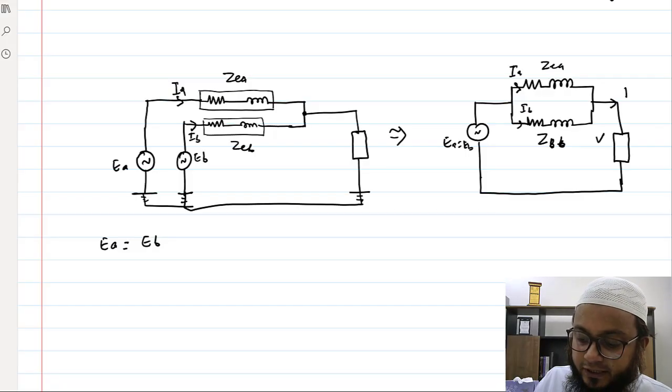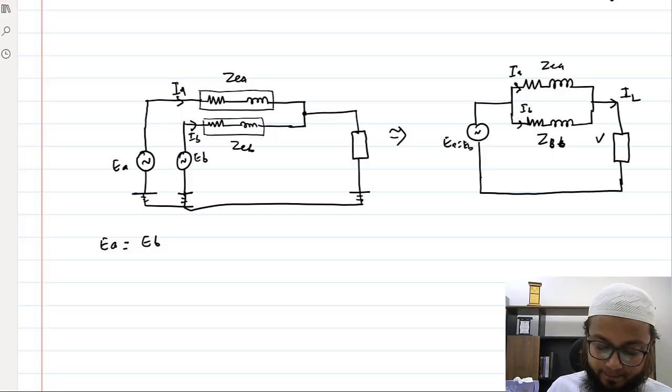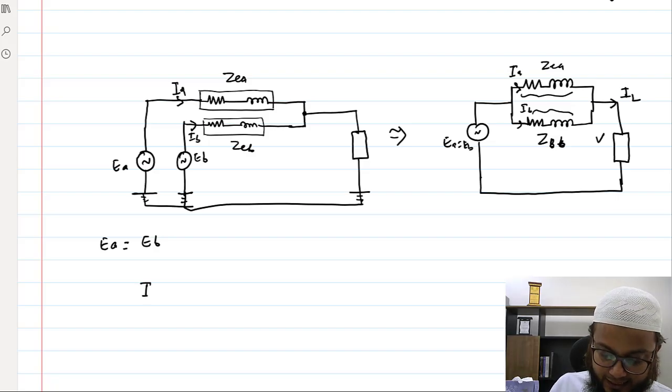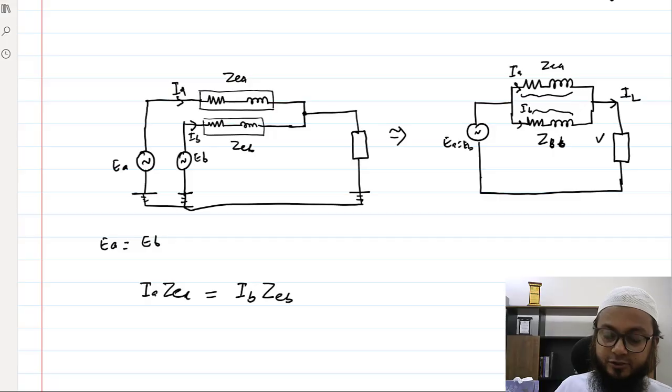So the demand of the load current IL would be shared by transformer A and transformer B. So what you can see here is, we can directly say that this impedance drop here and this impedance drop here, they are same, right? They are connected in parallel, right? So we can say that IA ZEA is equal to IB ZEB, and also you can see that this IA plus IB would be equal to IL.